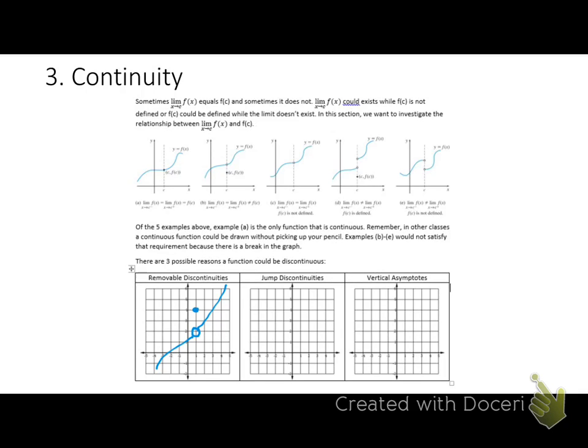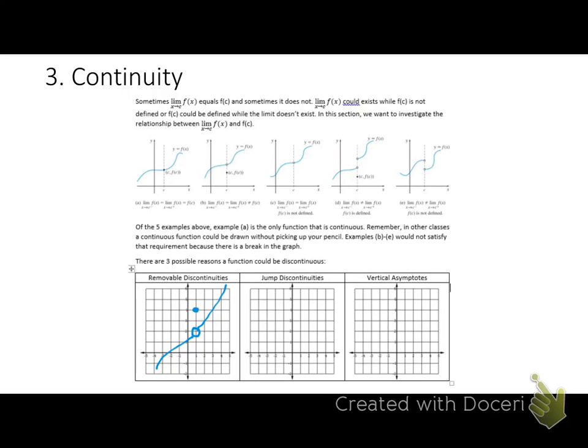A jump discontinuity is like in our piecewise functions that we've seen. Something where it's defined, so there's a point here, and it goes like that, and then there's a circle here, and it goes like that. So because it jumps from one thing to another, that's a jump discontinuity.